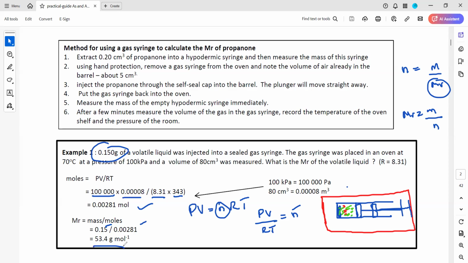But remember, this can only be used for volatile liquids. When we use the term volatile, it means a liquid with a low boiling point. If the liquid has a high boiling point, we cannot use this, because otherwise the temperature would be so high that it will affect the gas syringe itself as it is heated to a very high temperature.